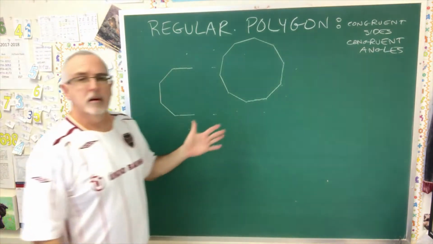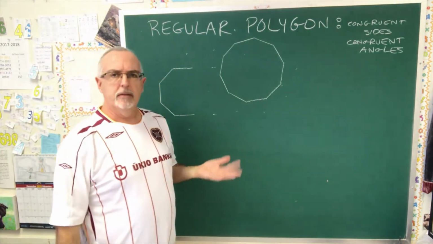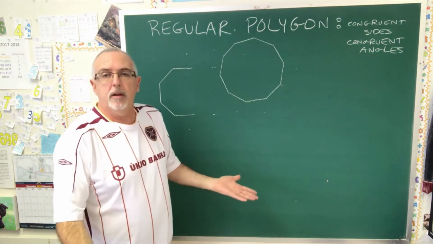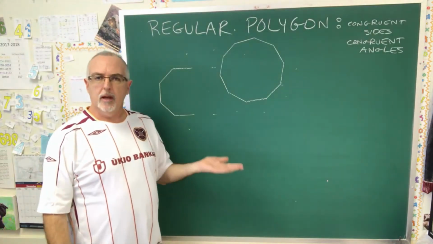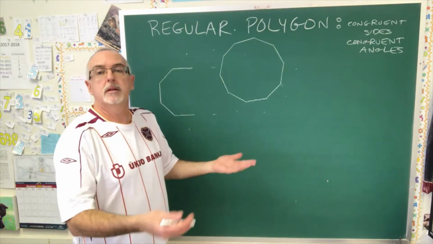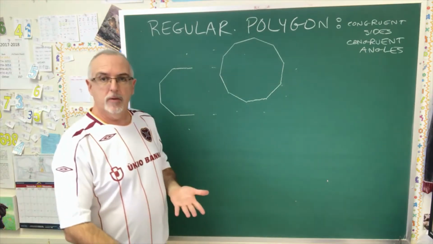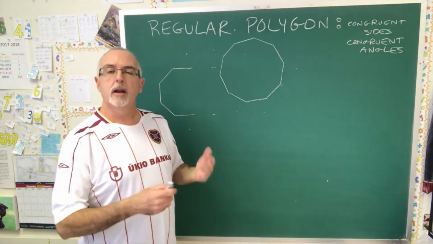So to be regular, all the sides have to be the same length, and all the angles have to have the same measure. But the number of sides can vary. There are different regular polygons. The simplest is the equilateral triangle, and then there is the square. These are the ones that have 3 sides and 4 sides. But of course there's the pentagon, there's the hexagon, and so on.